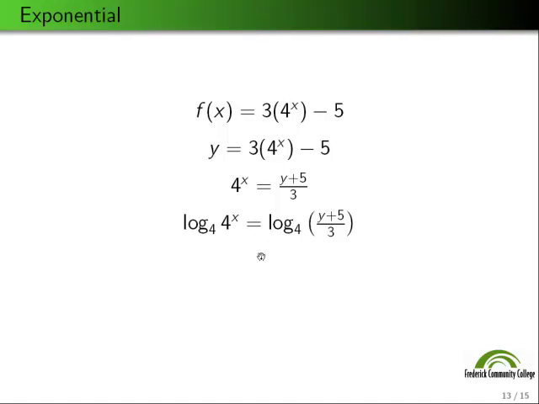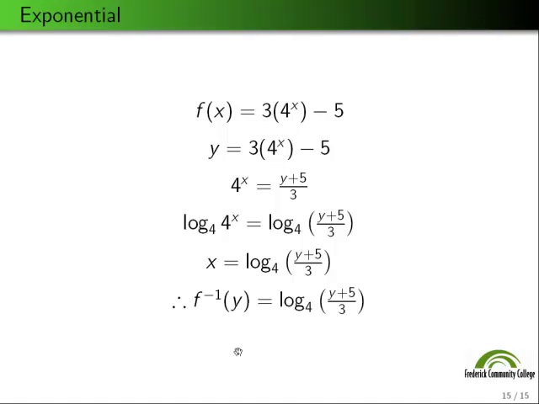And note here that you could have used a natural log or log base 10 or any log that you wanted to. I chose log base 4 because I like what happens right here. That just turns to x, and we have a nice little expression here for the inverse function. f inverse of y equals log base 4 of this quotient here.